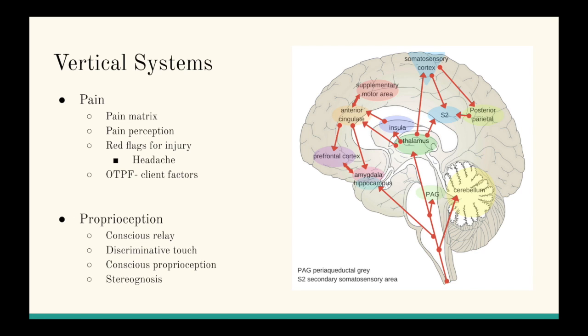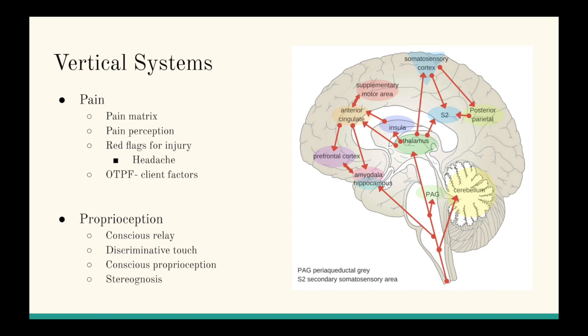Proprioception is also another subsystem under vertical systems. Proprioception is the awareness of movements and relative position of body parts. This includes the conscious relay, which is discriminative touch, pain, temperature, and conscious proprioception. There is discriminative touch, which is the localization of touch and vibration and the ability to discriminate between two closely spaced points touching the skin. Conscious proprioception is the awareness of movements and relative position of body parts, such as ataxia and cognitive function, and the awareness of body and limb movements, which could be impaired in those with TBI.